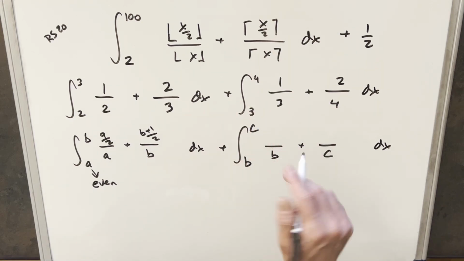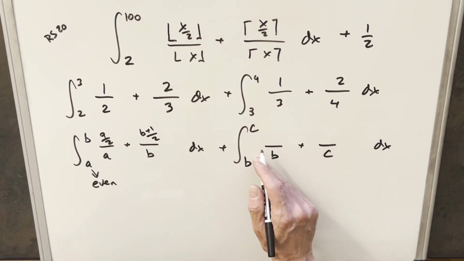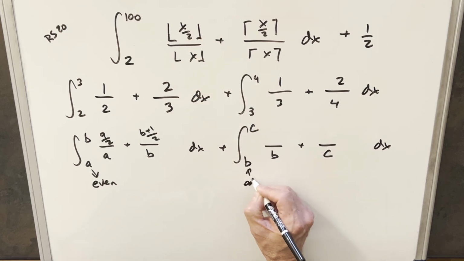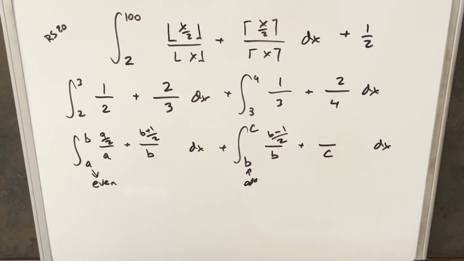And then over here, it's going to be the same kind of thing. But again, the odd and even is kind of important. So for this value, for our floor of x over 2 between b and c, where b is odd, this is going to need to be b minus 1. We're taking it down 1 and dividing by 2.